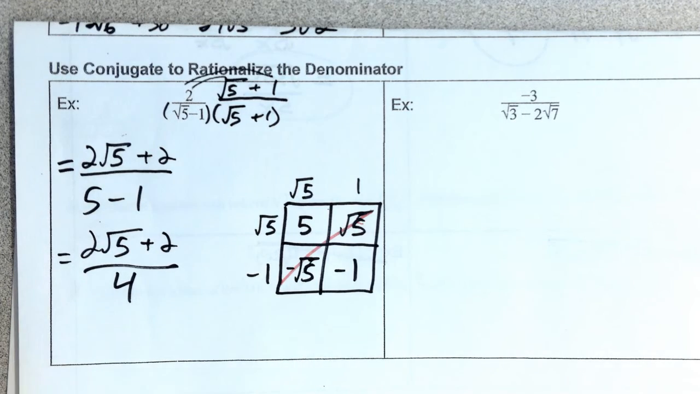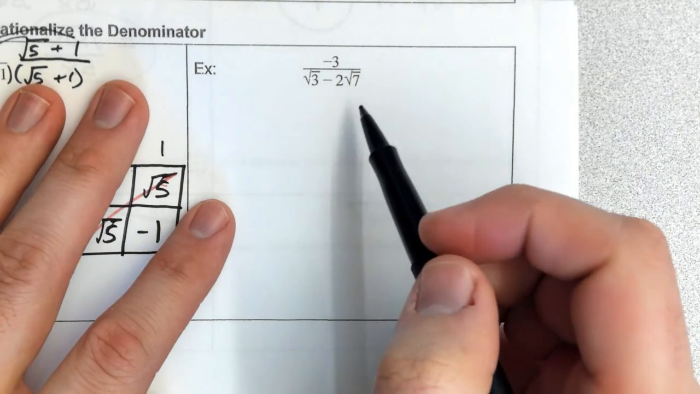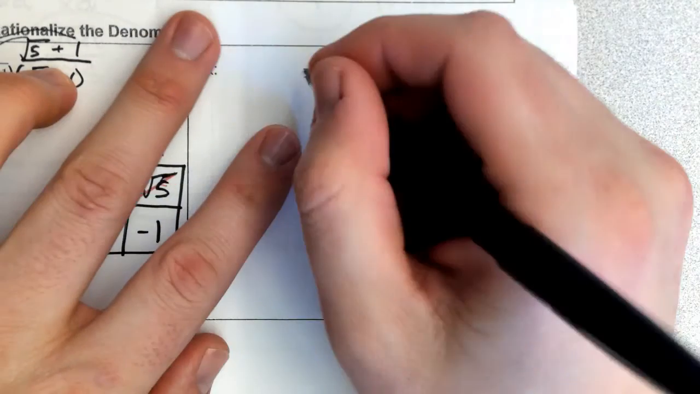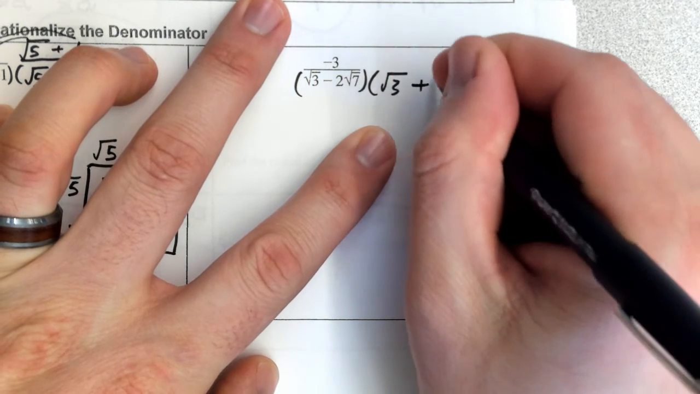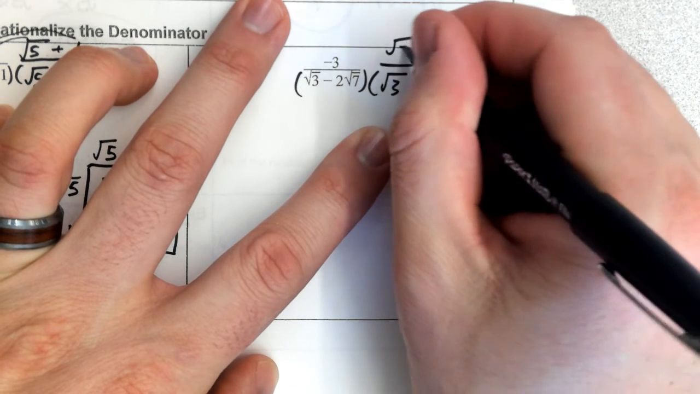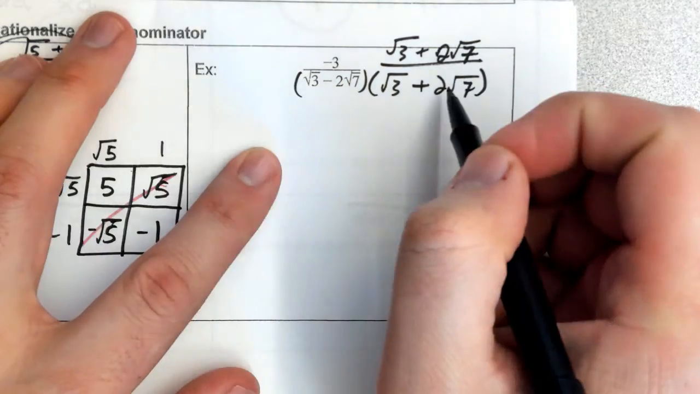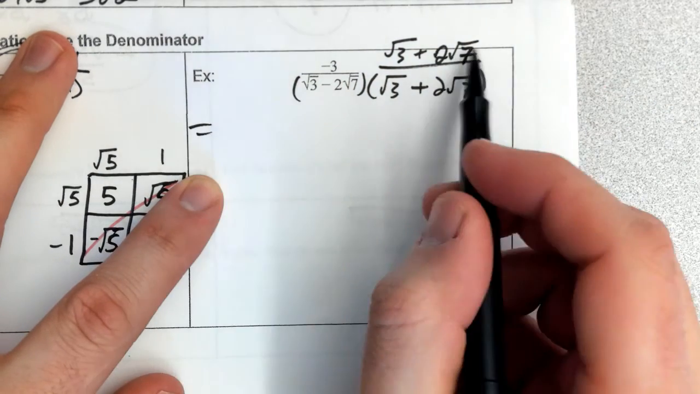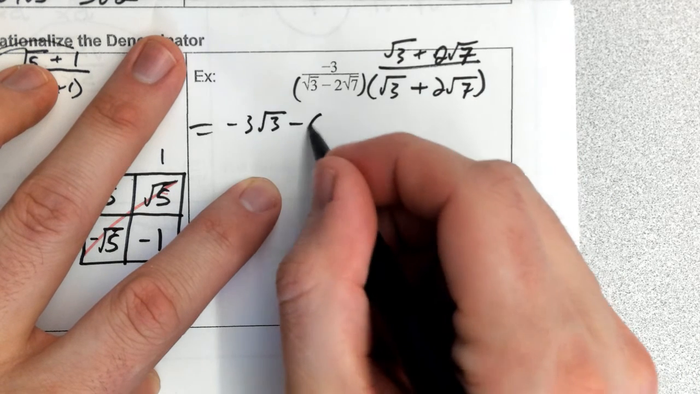We should probably do one more of those. You see this one, we have 2 square roots. So we're going to multiply by the conjugate, which is going to be root 3 plus 2 root 7. And then this one will be root 3 plus 2 root 7. It'll be the same thing. On top, you're going to end up with negative 3 times all of that. So it's negative 3 root 3 minus 6 root 7.